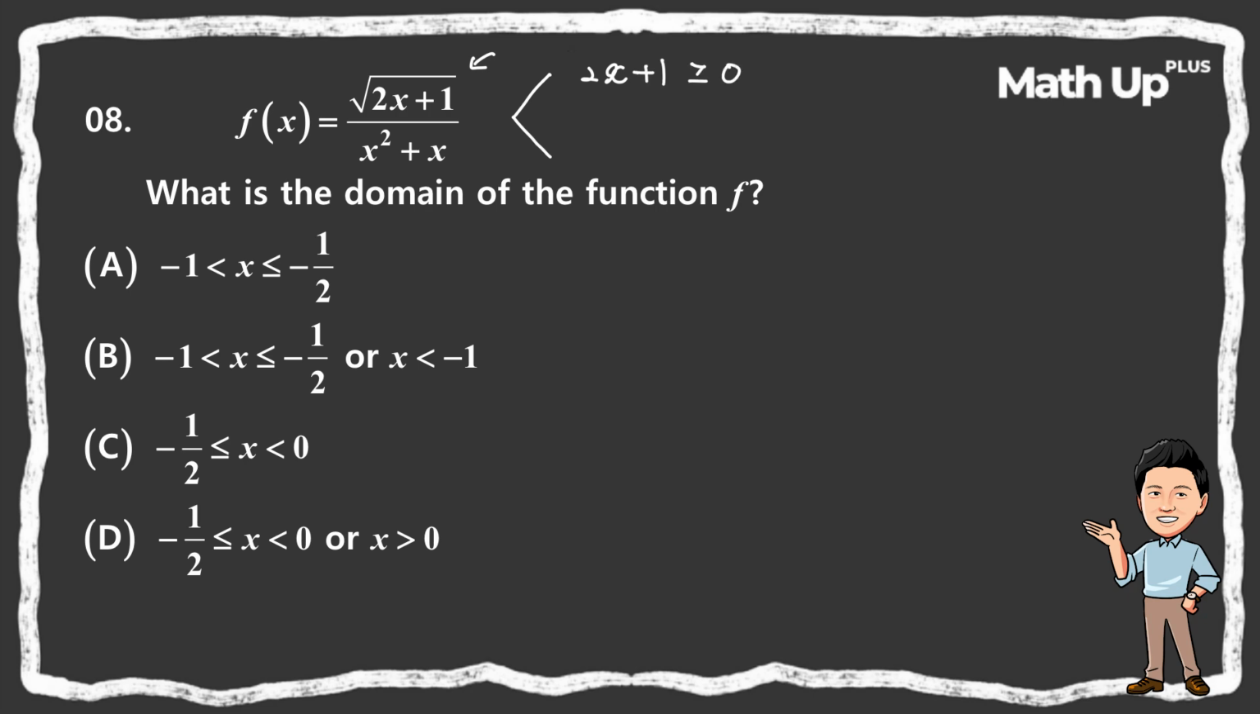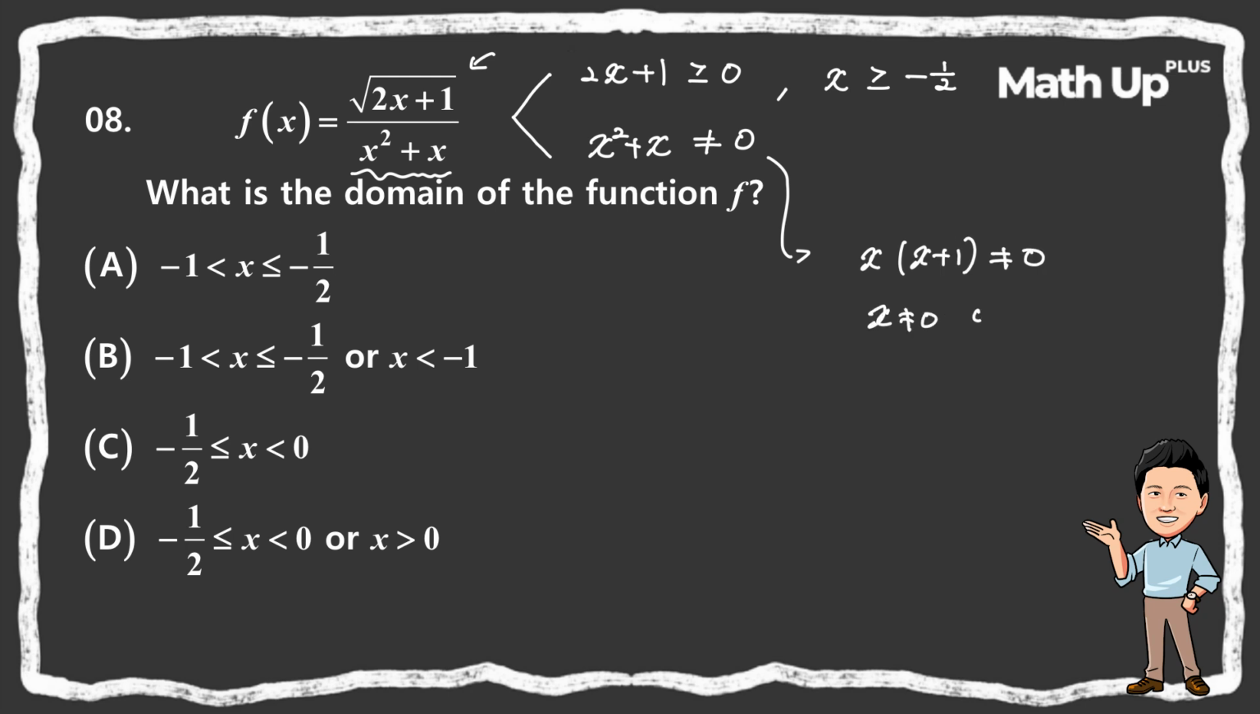And we have denominator x squared plus x. So x squared plus x cannot be equal to 0, right? From first equation, we know that x is greater than or equal to negative 1 over 2. And for this one, let's factor: x times x plus 1 cannot be equal to 0. So x cannot be equal to 0 or x cannot be equal to negative 1, right?